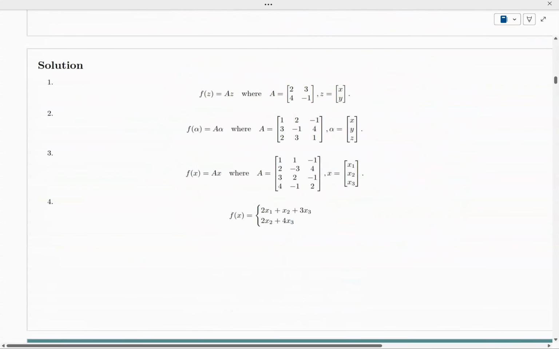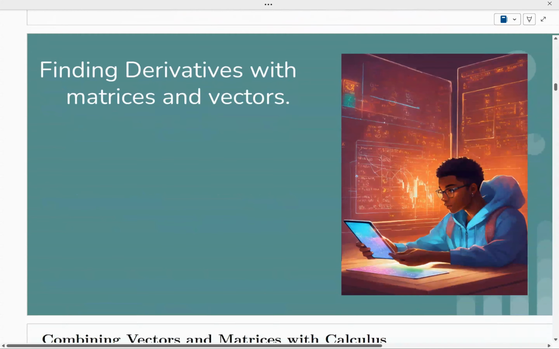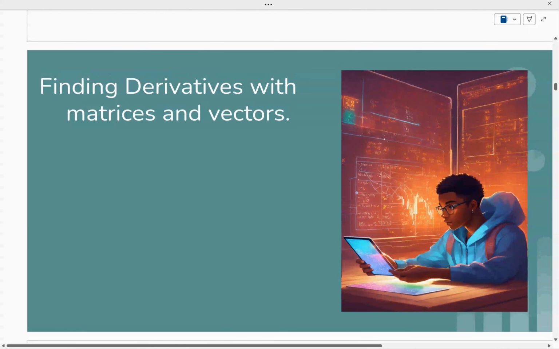All right, I provide a solution here for you. Okay, so let's continue. Next, we want to find the derivatives with matrix and vector. So previously, we did the derivative with just a single variable x. X is assumed to be one dimension. But now we're going to assume that x is no longer one dimension. X is multiple dimensions, right? There are multiple variables within x. And we want to still take the derivative with respect to x.